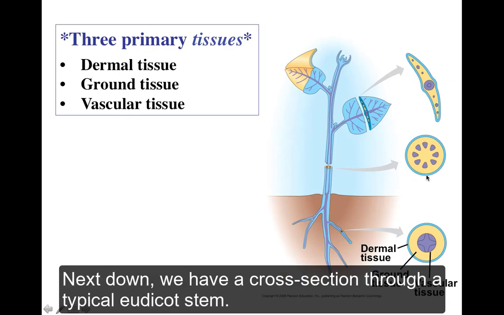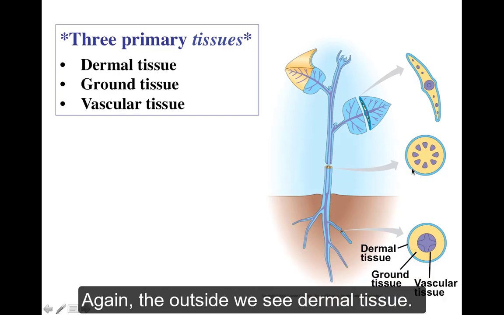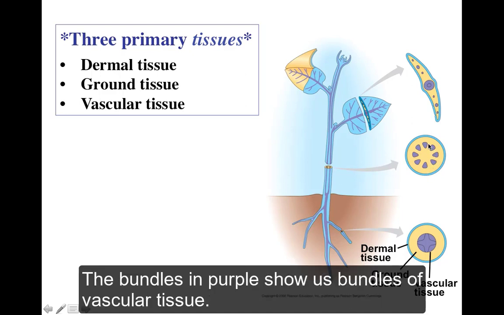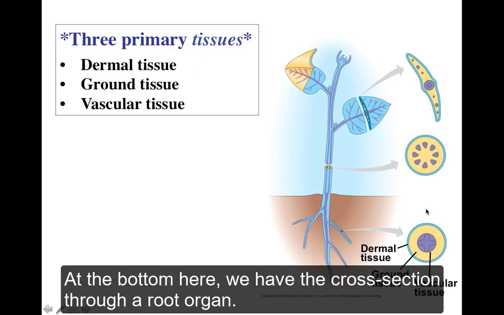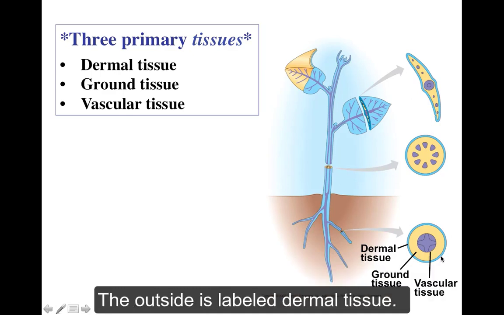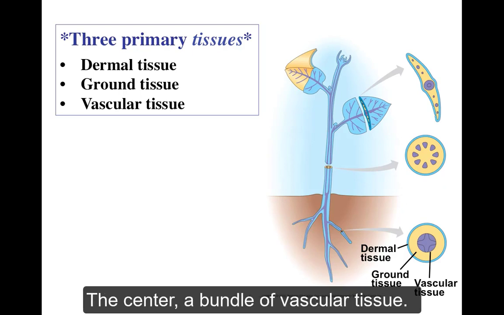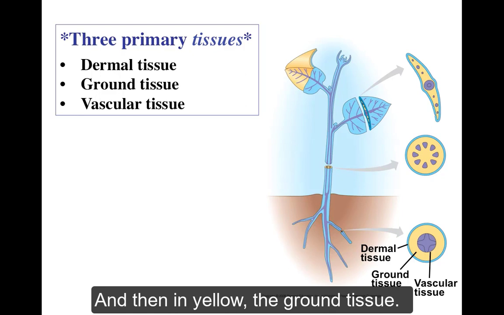Next down, we have a cross-section through a typical eudicot stem. Again, on the outside we see dermal tissue. The bundles in purple show us bundles of vascular tissue, and the yellow, surrounding and throughout the middle, represents the ground tissue. At the bottom here, we have the cross-section through a root organ. The outside is labeled dermal tissue, the center bundle of vascular tissue, and then in yellow, the ground tissue.